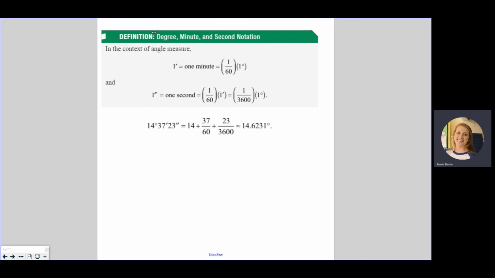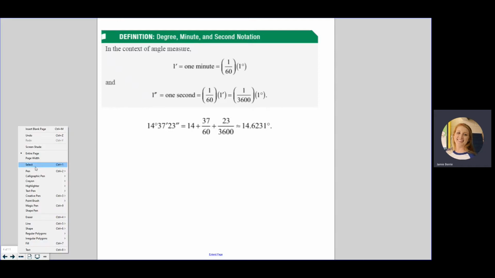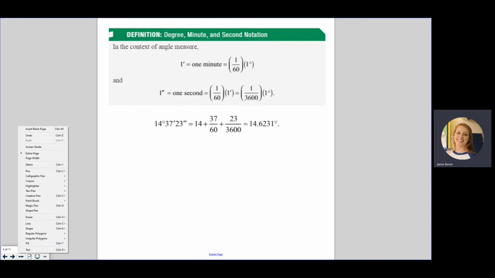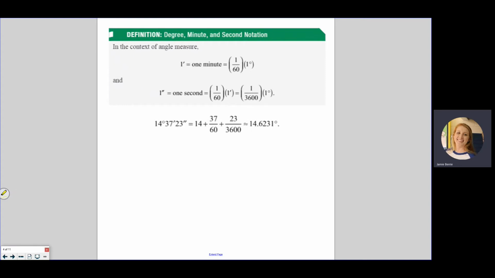It says in the context of angle measure, 1 minute, it uses just a little apostrophe for minute. 1 minute is 1/60 times 1 degree. And 1 second, which is 1 with 2 little apostrophes, is 1/3600 times 1 degree. So really this is what's important here, just this part right here. So you don't need to write that middle part for 1 second.